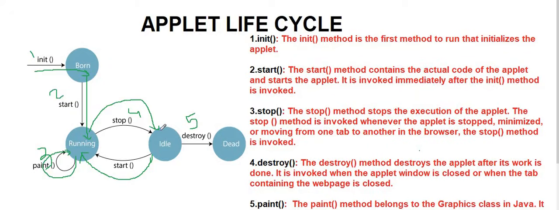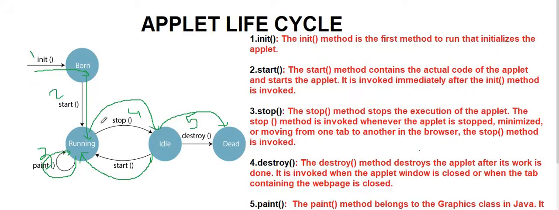Now at last, if our work is done, then we need to close the applet. Then the destroy method is called, that is step 5, and it will go to the dead stage. Now let's see when these methods are called. First, in the init method we do initialization, and when we run our applet, it goes to the start state, then the start method is called and it goes to the running state, and the paint method is called. When our work is done, the stop method is called and the applet is destroyed.